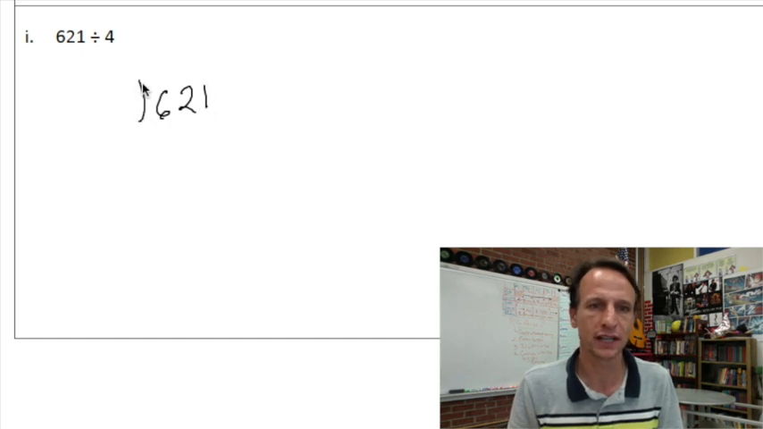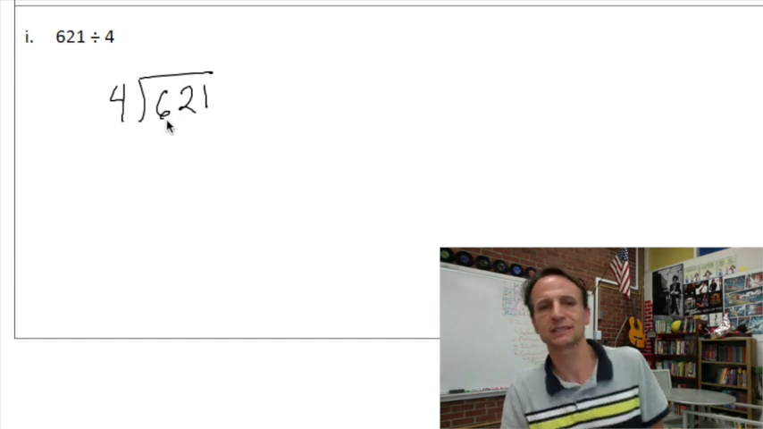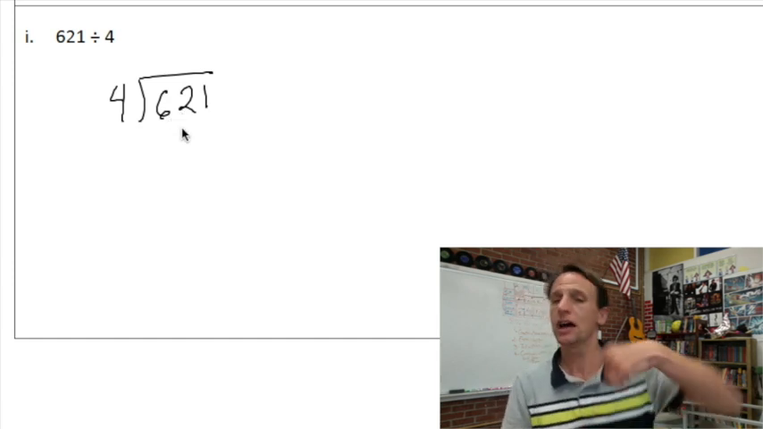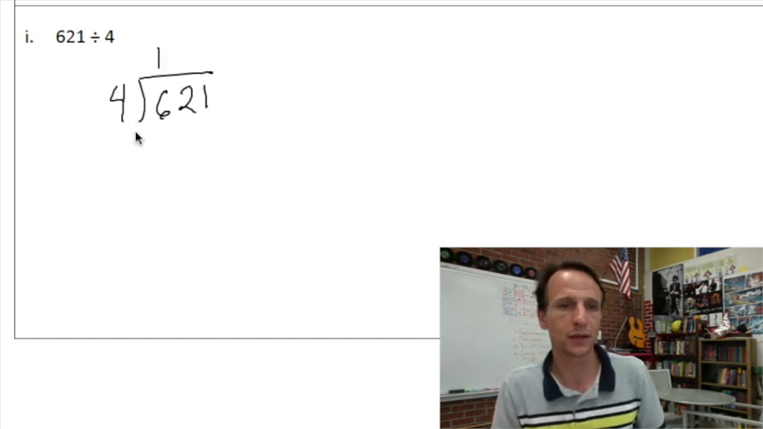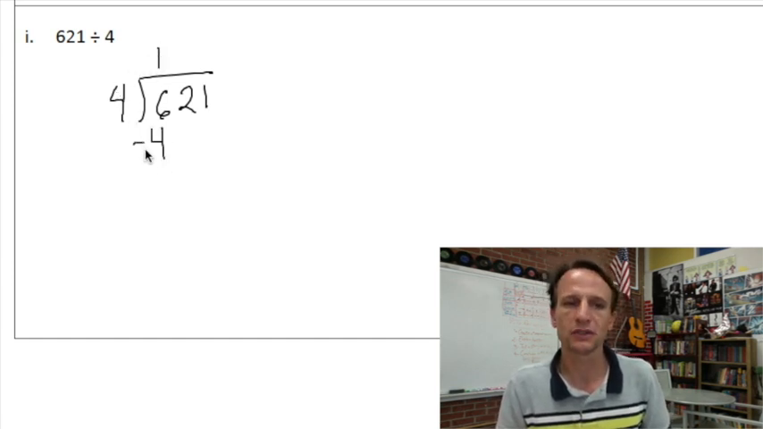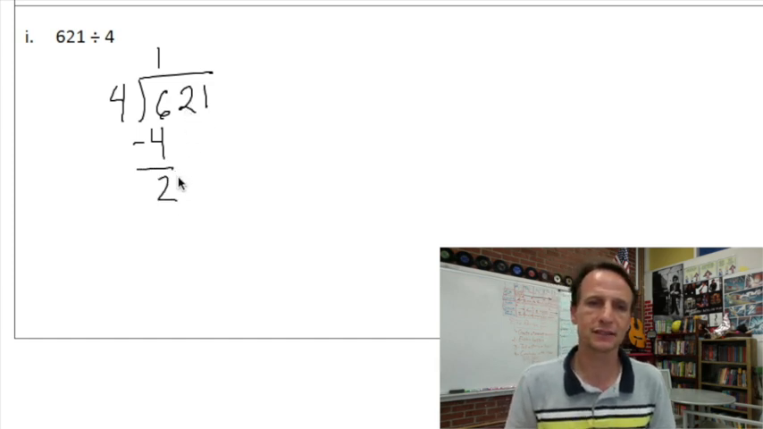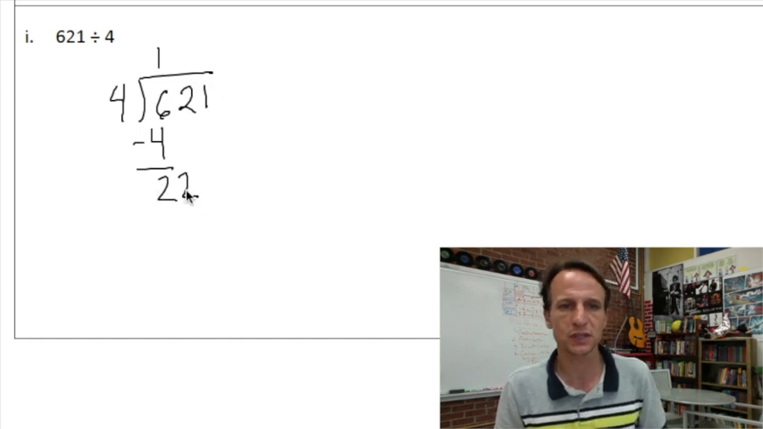621 divided by 4. How many 4s in 6? Well, let's skip count by 4s. 4. Yes, right. There's 1, because 1 times 4 is 4. Subtract and we get 2. Now we can divide the tens, those 2 tens, so we have 22 tens.